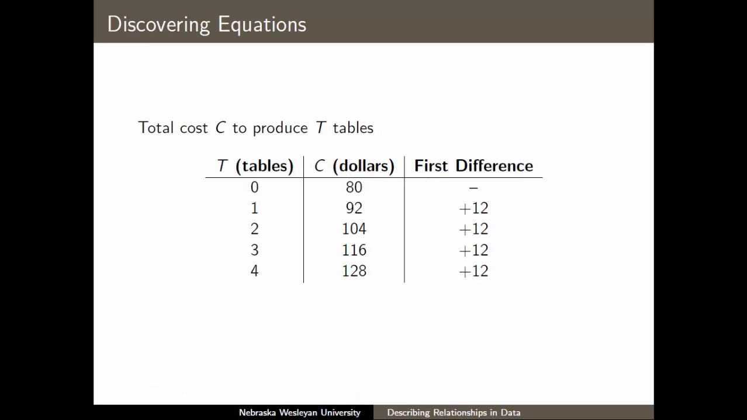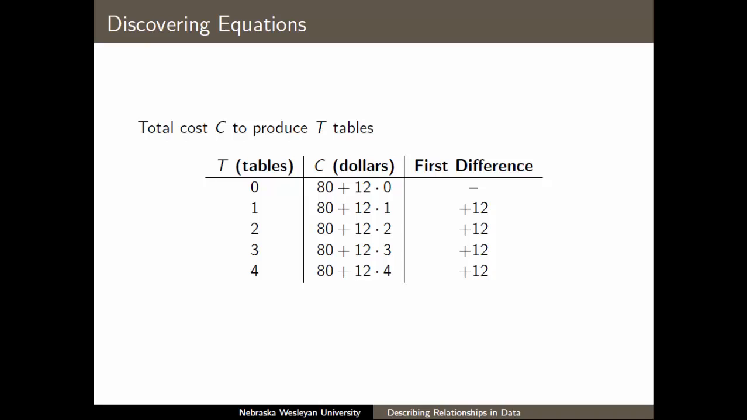The first pattern you might notice is that to step forward one table, we increase the cost by $12 each time. We have to pay $80 no matter what, and then to make one table is plus $12, and to make two tables is another plus $12, and to make the third table is another plus $12, and so on. This plus $12 is sometimes called the first difference, and it just means that we identify how much we need to add to get from one entry in the table to the next. So we have to add $12 to 80 in order to reach $92.